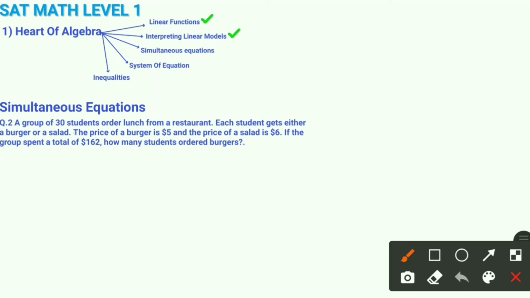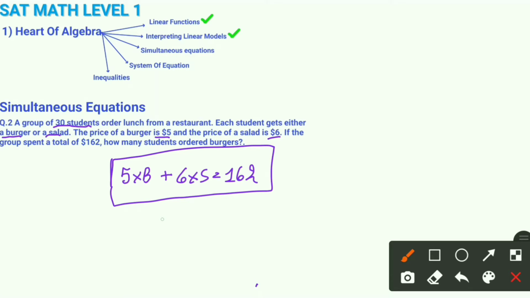Question 2. A group of 30 students order lunch from a restaurant. Each student gets either a burger or a salad. The price of a burger is $5 and the price of a salad is $6. If the group spent a total of $162, how many students ordered burgers? So whoever purchased a burger, it's going to be $5, plus whoever purchased a salad, it's going to be $6, and it will be equal to $162.